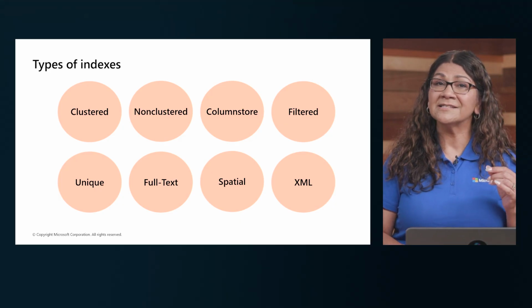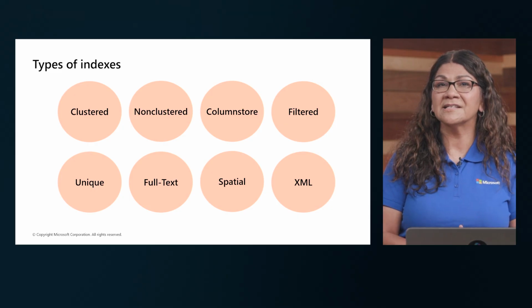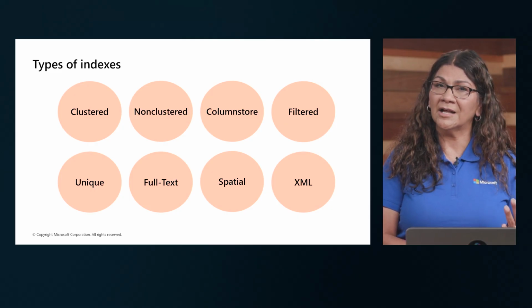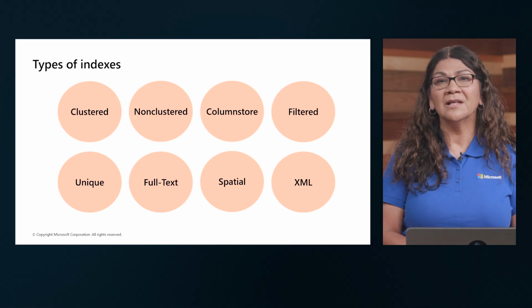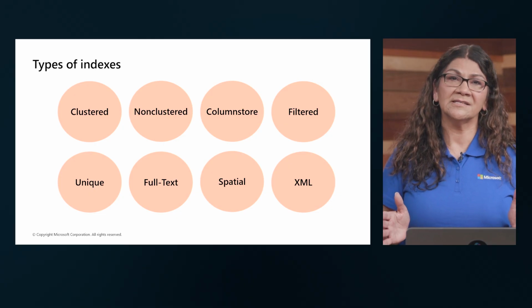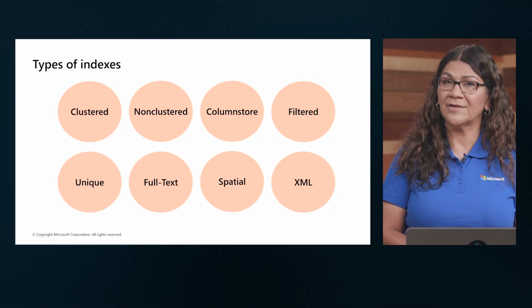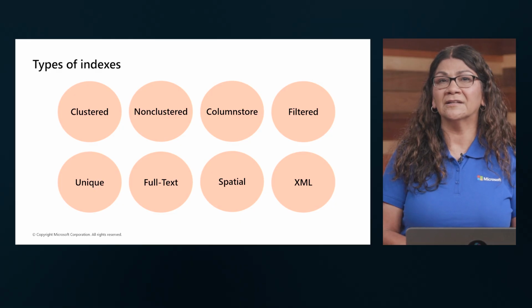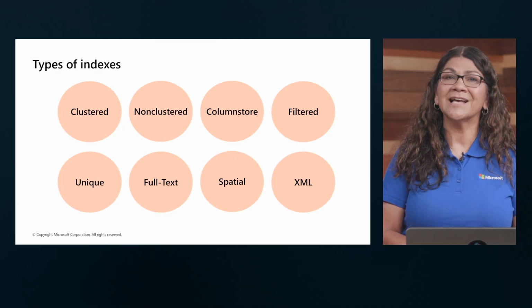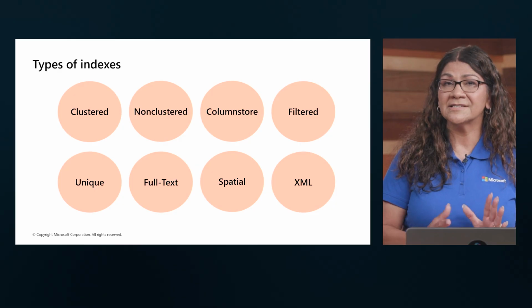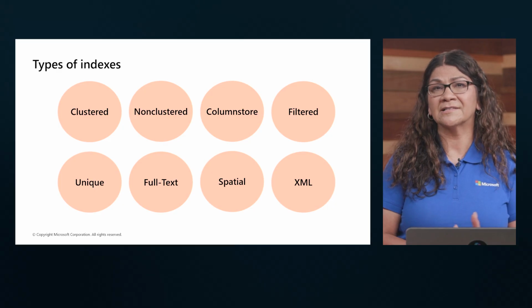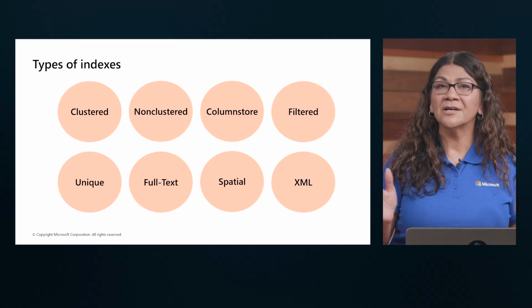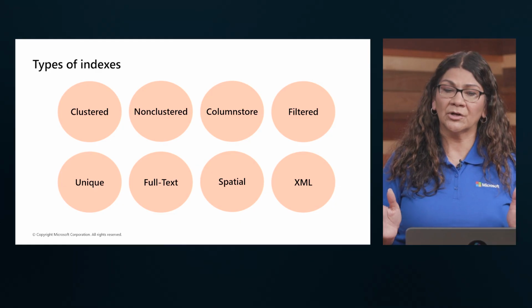And then the XML index accelerates queries on XML columns by indexing paths and values within the XML structure. Lastly, a column store index stores data in a columnar format. This is ideal for analytics and data warehousing due to its high compression and efficient scanning capabilities. These indexes are vital for optimizing query execution plans, reducing I/O, and improving scalability across transactional and analytical workloads.